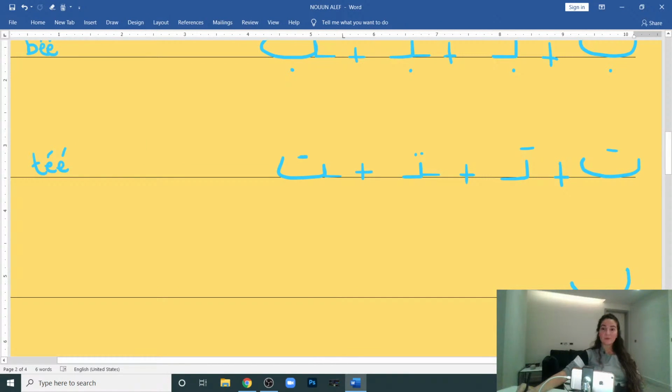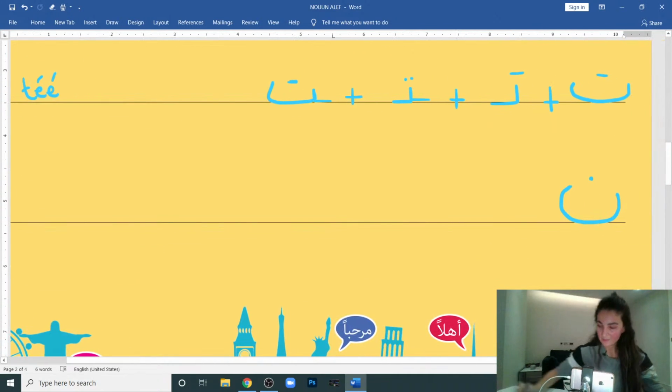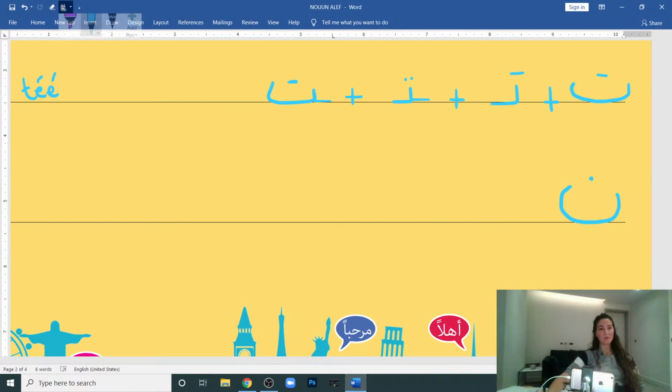Noon is curvier. It's from the same family, but it's curvier. You see, this is more flat, but the noon is curvy. Let me scroll a bit more up. Okay, so that's the noon when it's alone. Then we have the noon at the beginning of the word, in the middle of the word, sorry, and the noon at the end of the word.